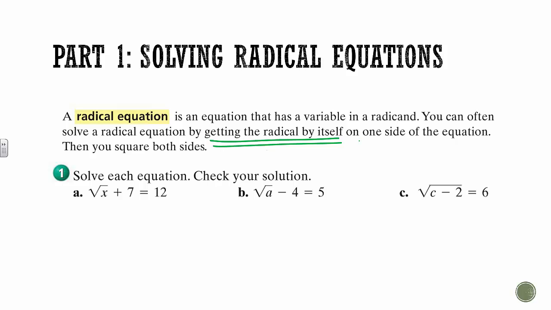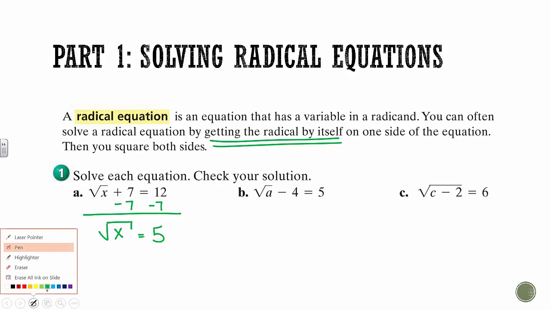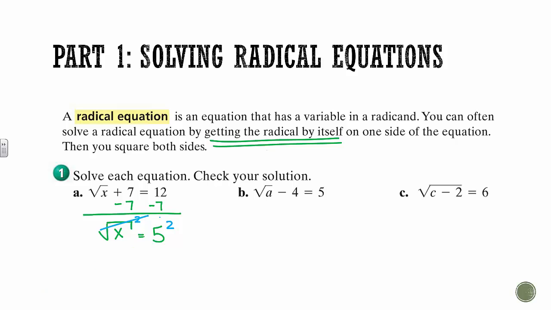Just like if we take a look at A, hopefully everybody remembers how to get something like this by itself. All we would have to do is subtract 7 from both sides because addition and subtraction cross each other off. So we would end up with the square root of x equals 12 minus 7, which is 5. And then to undo this, what we need to do is square both sides. Whatever you do to one side, you got to do to the other. So the square and square root cross each other off, and our answer is 25.